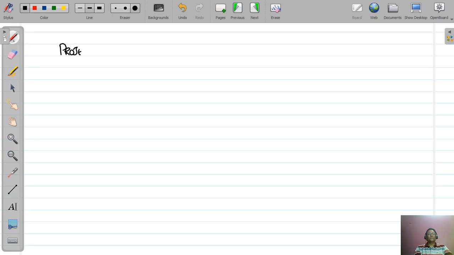Next is projection of a vector along another vector.